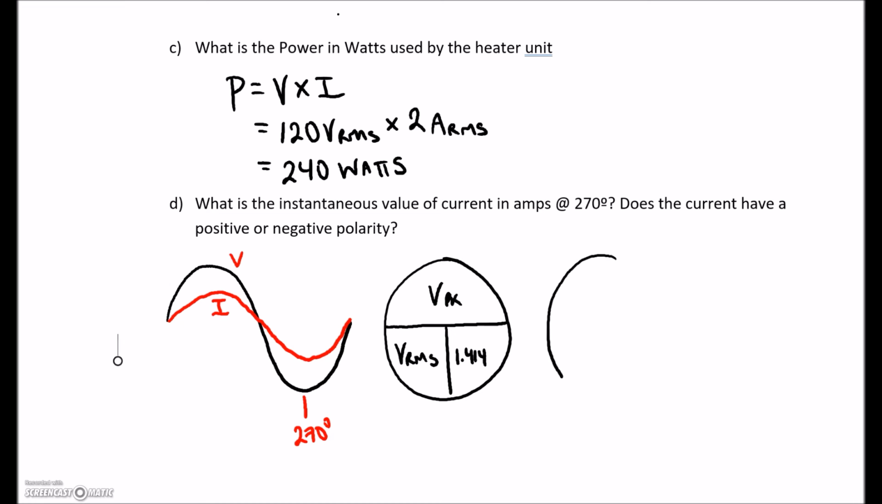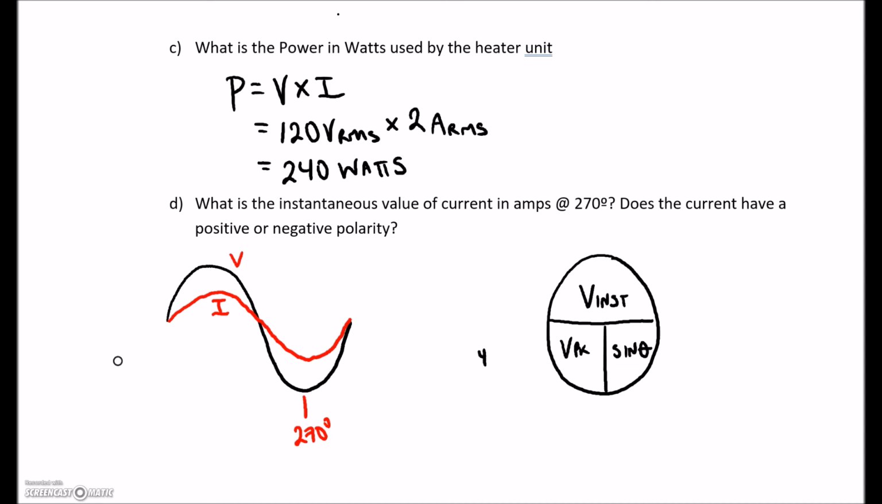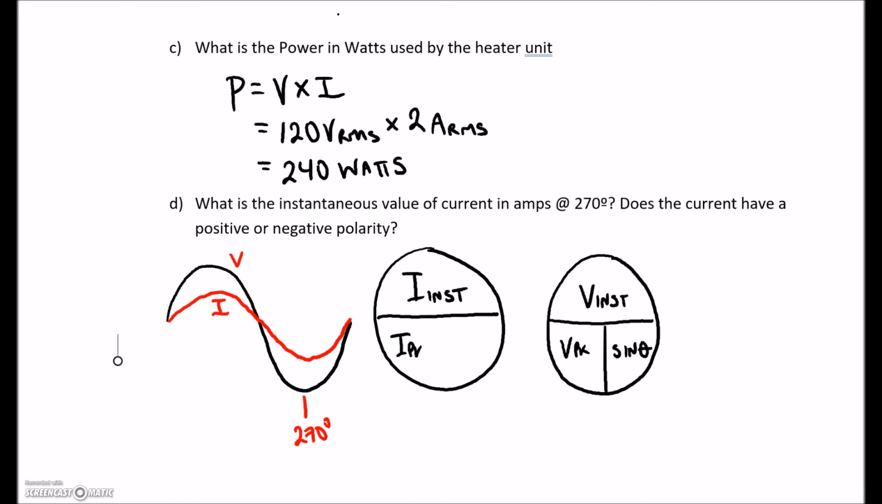So we could find our instantaneous voltage by taking V instantaneous, which we said was equal to our V peak times the sine of the angle. This one doesn't really help us, but the other equation does if we want to find our instantaneous current. Instead of instantaneous voltage, we could do instantaneous current and have the exact same relationship: that would be our peak current times the sine of the angle. Now, how do we find that peak current?